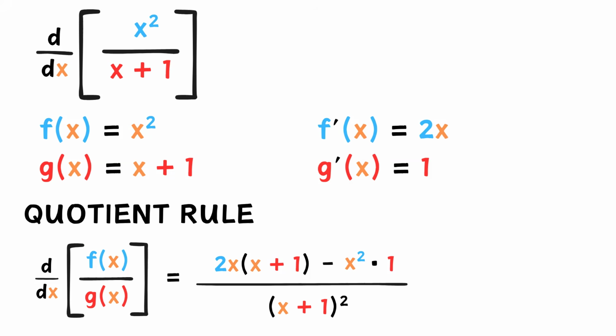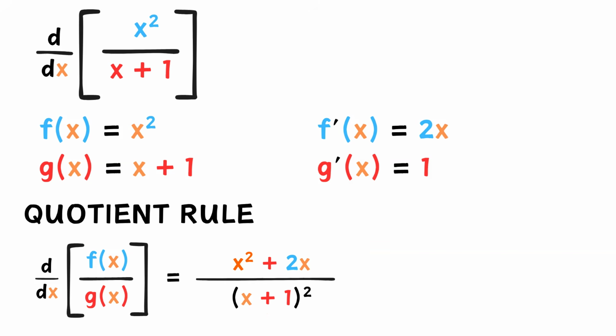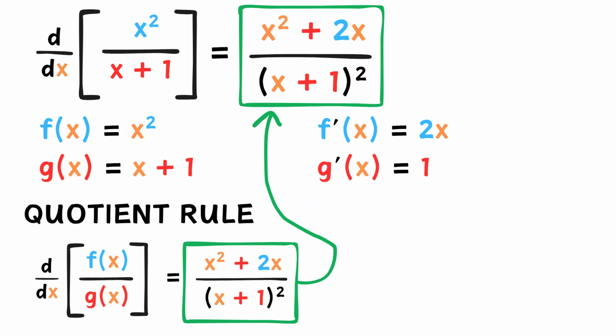Alright, now let's simplify. We can distribute the 2x in the numerator. Now, we can combine like terms. The 2x squared and negative x squared gives us x squared. And this is as simplified as we'll get. So the derivative of x squared over x plus 1 is x squared plus 2x over x plus 1 squared.